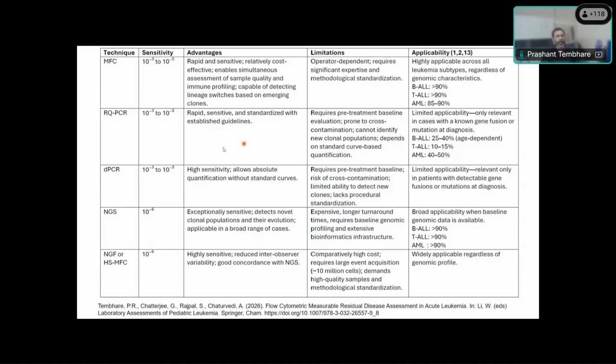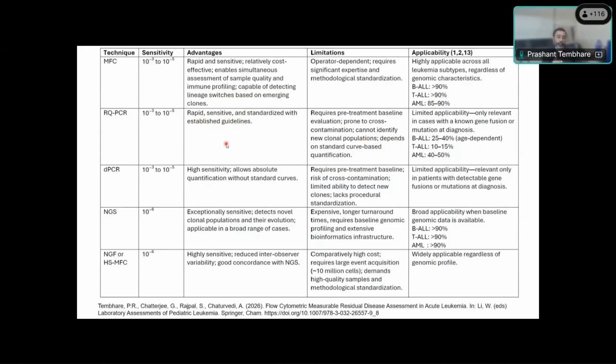Okay. Now, what are the advantages of molecular methods? Molecular methods like qPCR are also rapid. You can get results in a day or two. It is also very sensitive. It has standardized guidelines already available. But here we need pre-treatment samples.